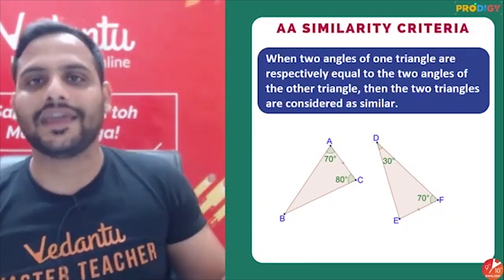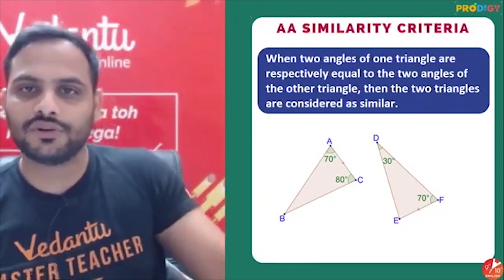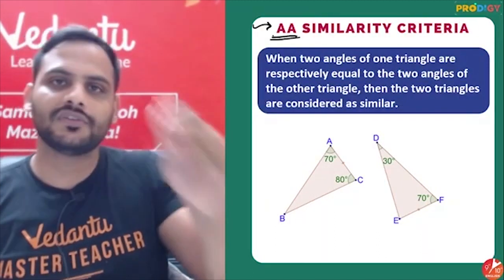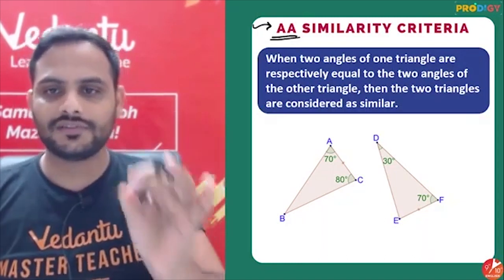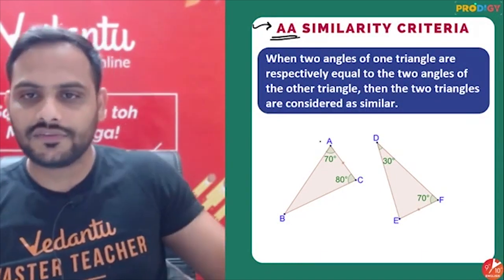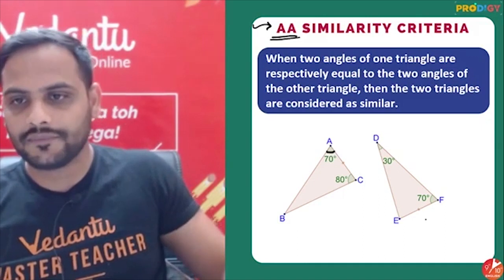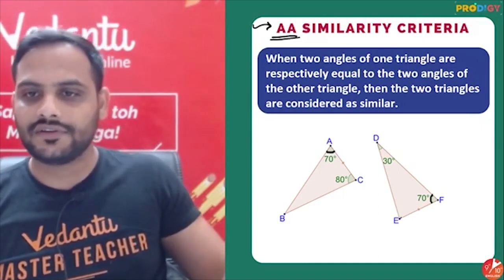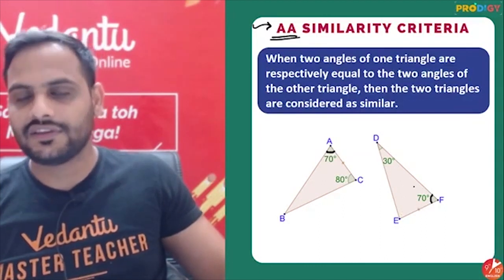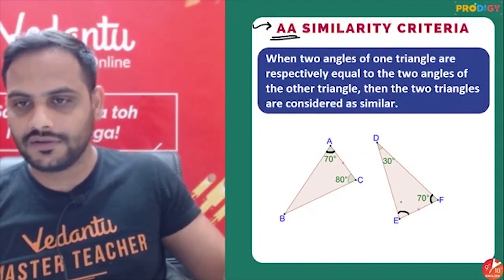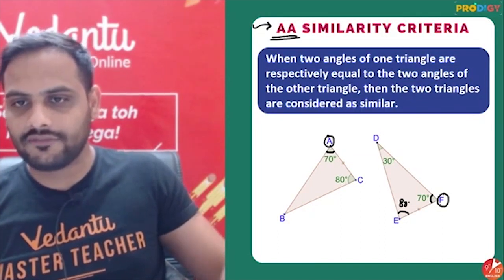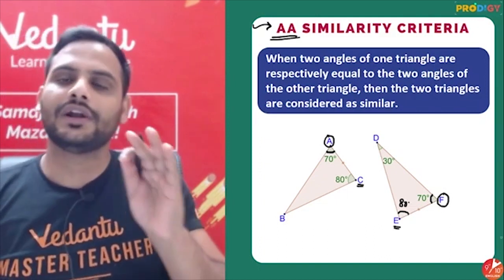Second rule is AA. The AA rule is the most commonly used rule. Many questions will use this rule because it is the easiest one. What it says: in 2 triangles, suppose this one angle is 70 degrees, this one angle is 70 degrees, and this angle is 80 degrees. If I use the angle sum property, 70 plus 30, 100, so this will be 80 degrees. So now you can say angle A and angle F are equal, angle C and angle E are equal. So this is called the AA rule.